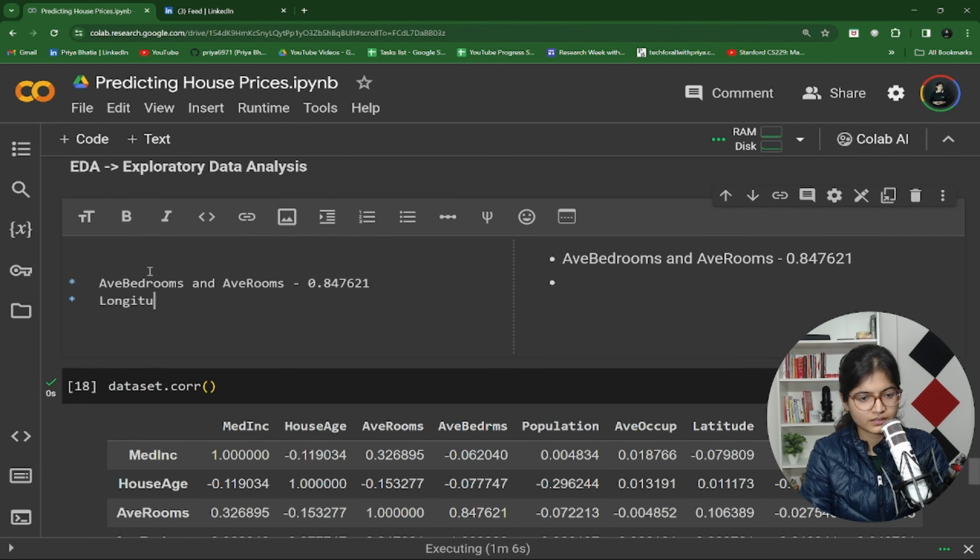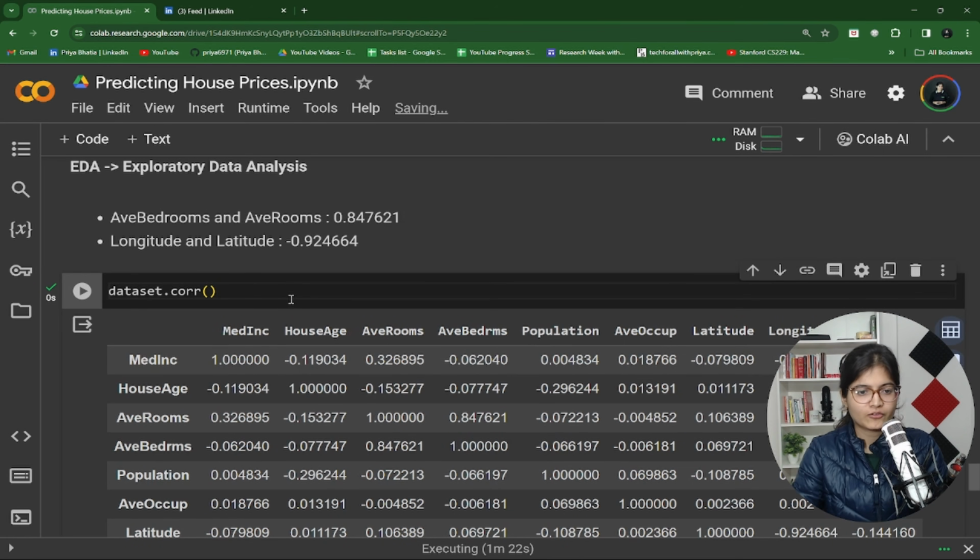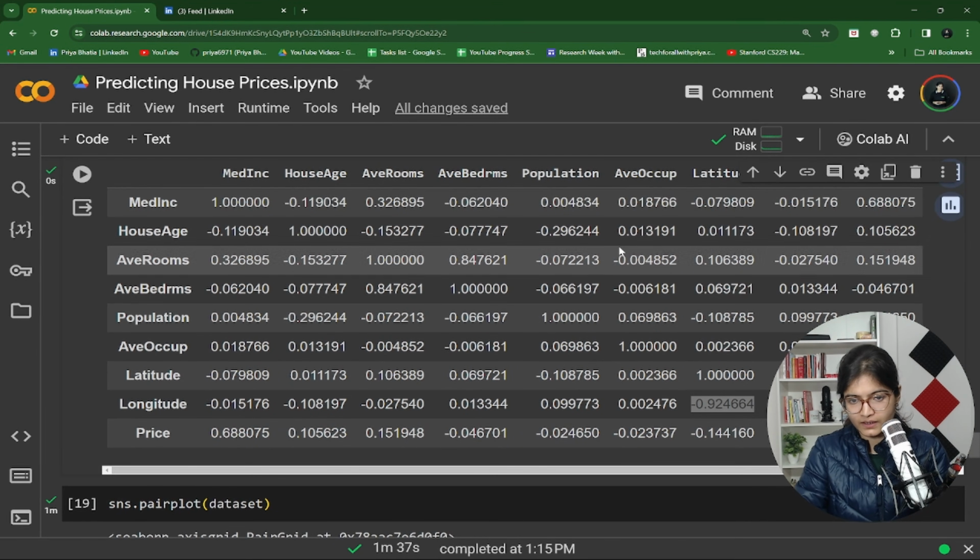Longitude and latitude, they are also negatively correlated. It's minus of this thing. Let's write it like this so that we will not get confused later. So it means that between these two pairs of features, average bedrooms and average rooms, and longitude and latitude, we can take a single feature from each, and that will also work and give a sound performance. Okay, we'll take care of this in future.